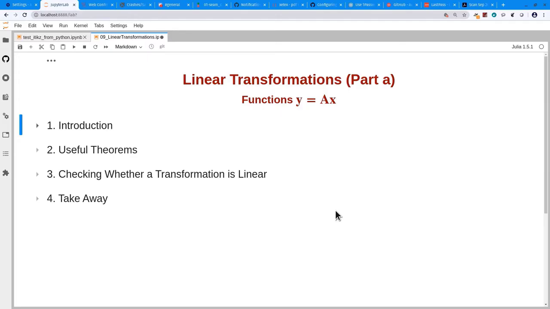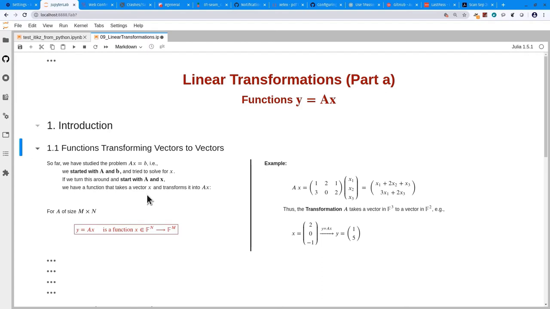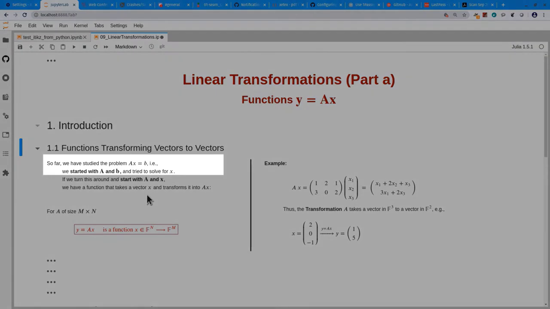We now turn to a new topic, linear transformation. So far, what we have done is we've studied the problem AX equals B. That is, we started with A and B, and we tried to solve for X. If we turn this around and we start with A and X instead, then what we have is a function that transforms a vector X into the resulting vector Y. That is, Y is equal to AX.